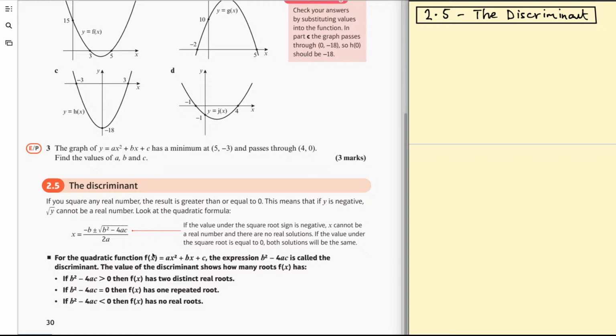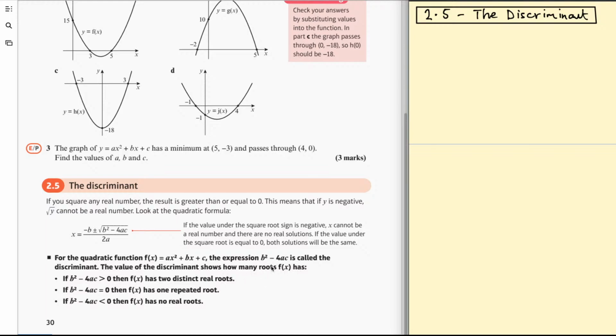Okay, so for the quadratic function f of x equals ax squared plus bx plus c. In the previous sections, we were talking about functions. The expression b squared take 4ac, that part of the quadratic formula under the square root, is called the discriminant. The value of the discriminant shows how many roots f of x has.